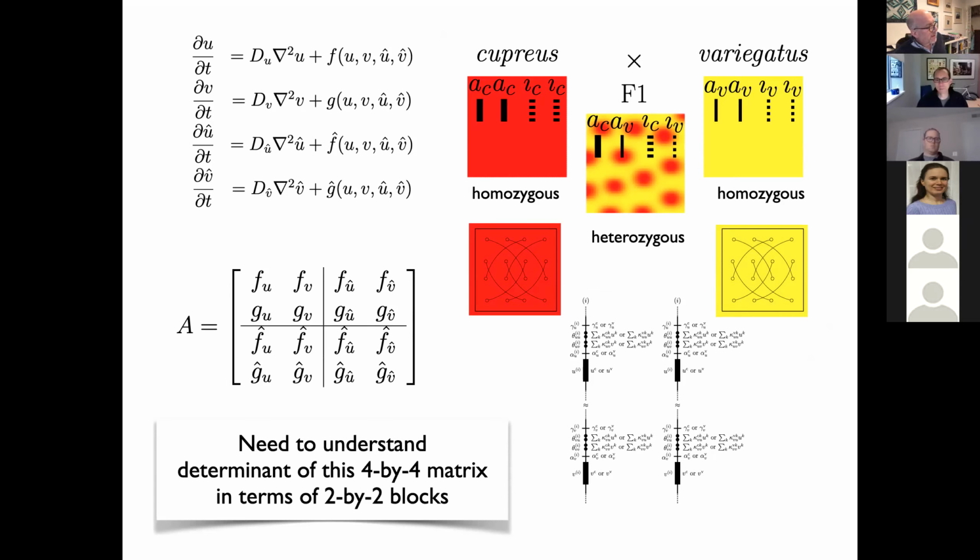Now the cupreous variety and the variegatus variety, for different reasons, can be thought of as being homozygous, right? So they're going to have the same activator and the same inhibitor, but in their situation, they're not generating a rigorous pattern. However, in the F1 cross, there is a pattern that emerges.